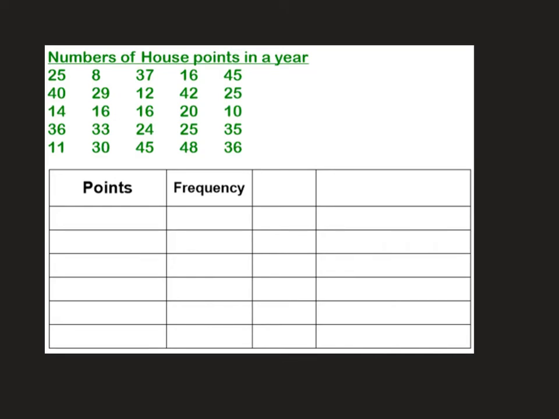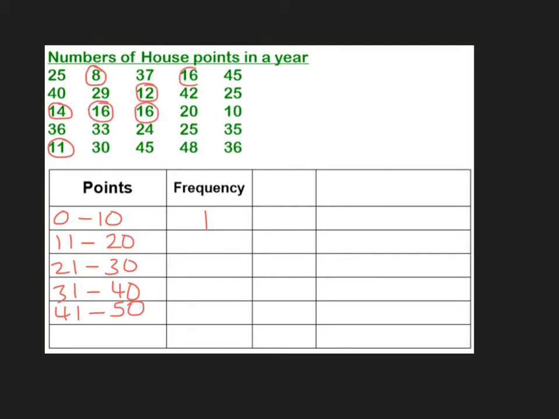I could say, right, for this first, I'm going to group them into different bands. I'm going to say, right, 0 to 10 points. The next one will be 11 to 20 points, 21 to 30 points, 31 to 40 points, 41 to 50 points, and I think I'm done there. And then I could just band them all together. So in that first category, 0 to 10, I've got 1 value. For 11 to 20, I've got 1, 2, 3, 4, 5, 6, 7 values.